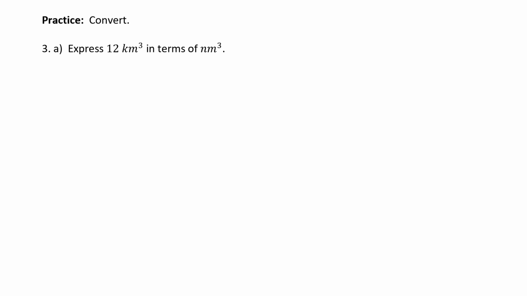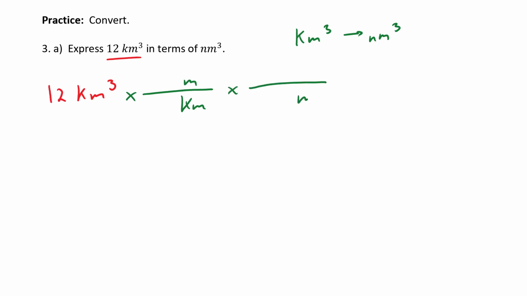Let's take up A. Write down what we're given. We're given 12 kilometers cubed. I want to convert that from kilometers cubed to nanometers cubed. I'm going to go from kilometers to meters, and I'm going to go from meters to nanometers. 1 kilometer is 10 to the 3 meters, and 1 meter is, remember, n, nano, n for 9, 10 to the 9 nanometers.